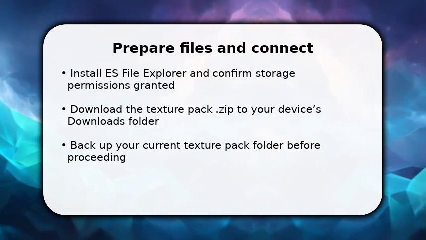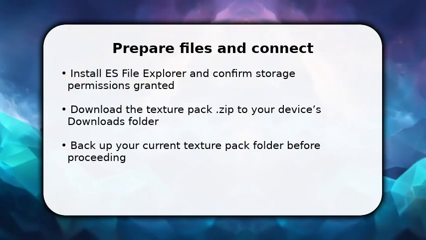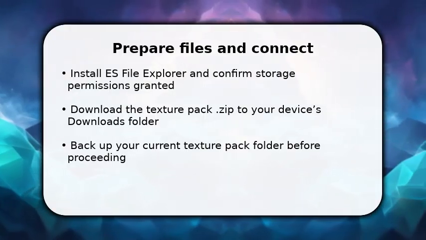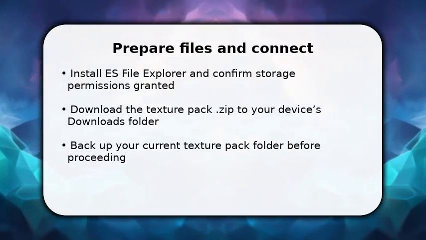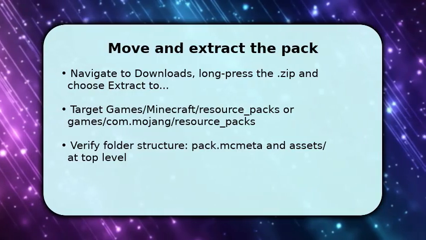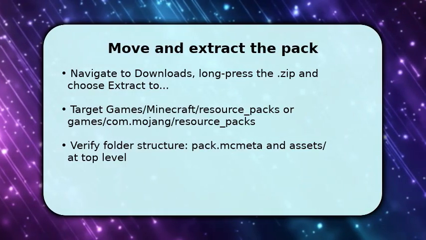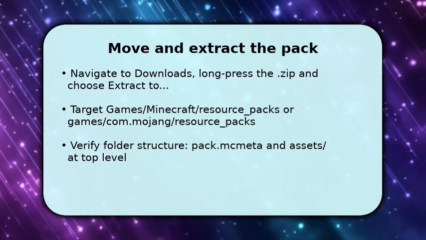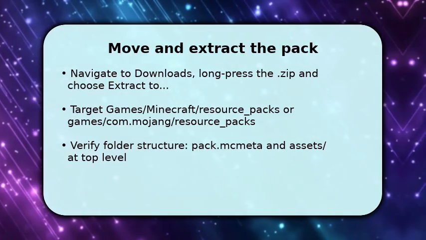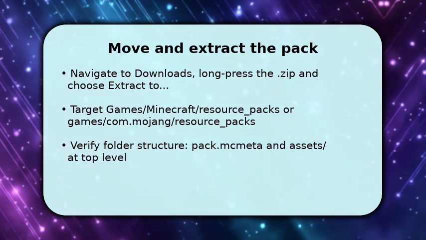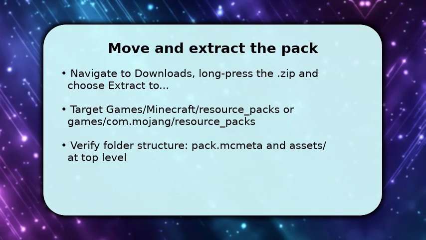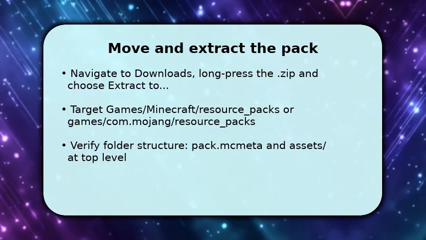Now you'll move and extract the pack with ES File Explorer. Long press the texture zip, choose Move or Copy, and paste into Minecraft's resource packs directory. Common paths are games/Minecraft/resource packs or games/com.mojang/resource packs. After moving, long press the zip and select Extract here so files are unpacked into their proper folder.